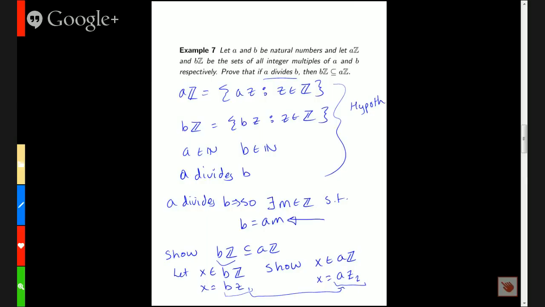Well, how about I use that right there? b is equal to a times m. And so x would be equal to b z1, which is a m z1. But that's a times our z2 if z2 is m z1. So it's substitution. Does that make sense? Okay, that's all my scratch work. That's everything I need to know to be able to write the proof. Do you have it written down enough for me to go type it up?